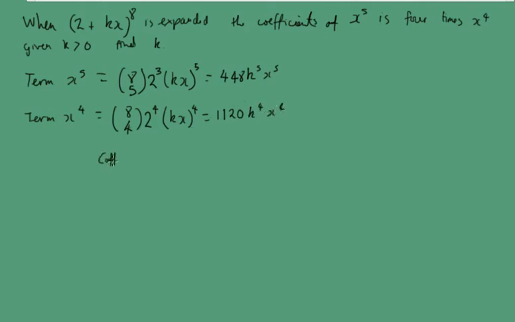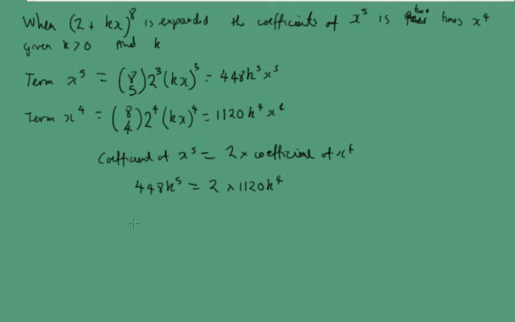Now, the coefficient of x to the 5th is 2 times the coefficient of x to the 4. So 448 k to the 5 must be 2 times 1120 k to the 4. So that gives us 448 k to the 5th minus 2240 k to the 4th equals 0.